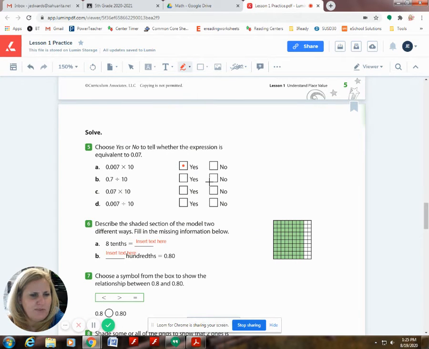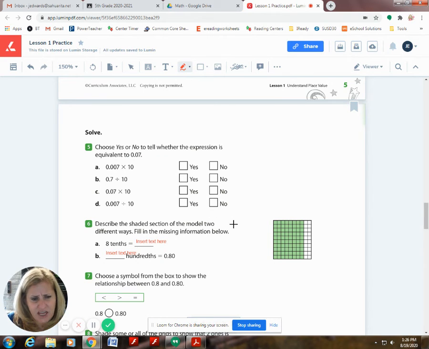With these type of problems right here, what's important to note is that you should solve all of these. Don't just guess. So you would look at this. Well, if I multiplied 7 thousandths times 10, which would make it greater by 1 place value, would I get 7 hundredths? This right here. This is your answer. So then you're going to look at 7 tenths divided by 10, which makes the number smaller. Would it become 7 hundredths? So that's what you have to figure out for those.